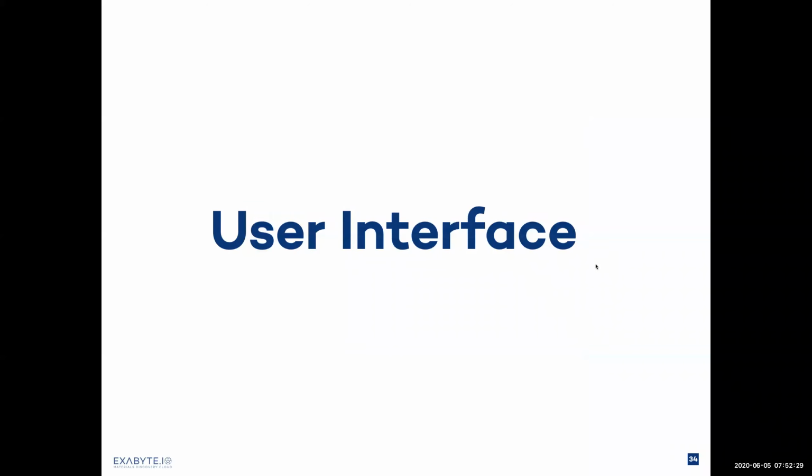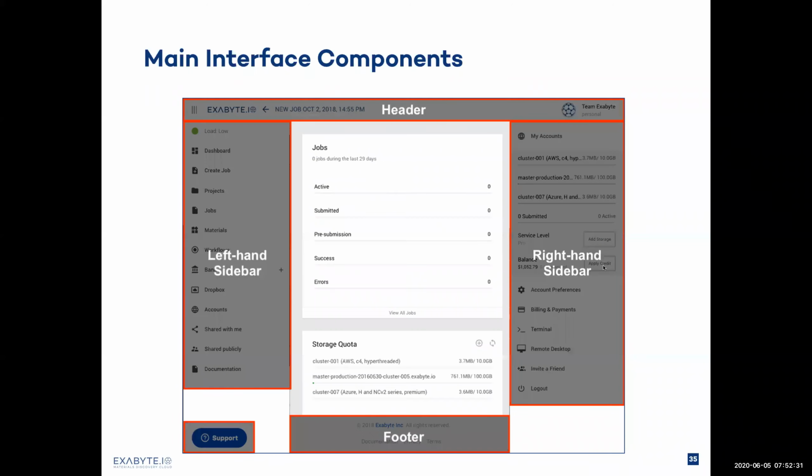Okay, now let's speak a little about the user interface and its main components. Here is the general user interface. Here's how it looks from the user standpoint. It has 5 main components. The platform has the header at the top. It has the left-hand sidebar, right-hand sidebar, support widget, and the footer at the bottom.